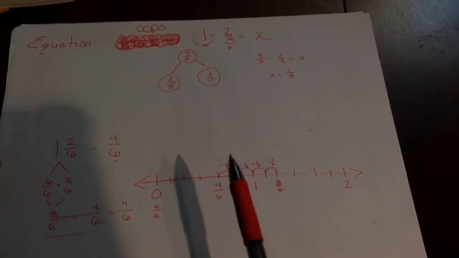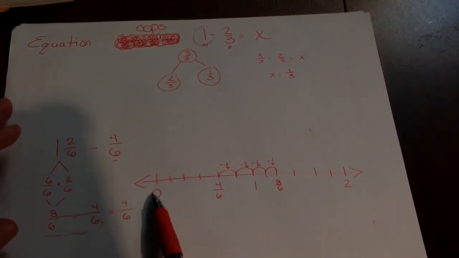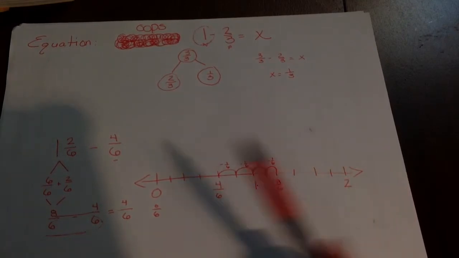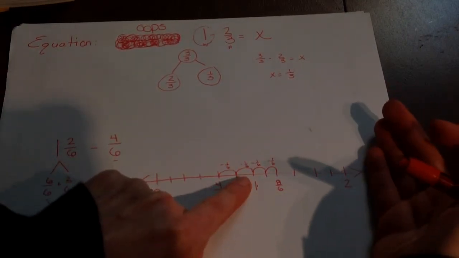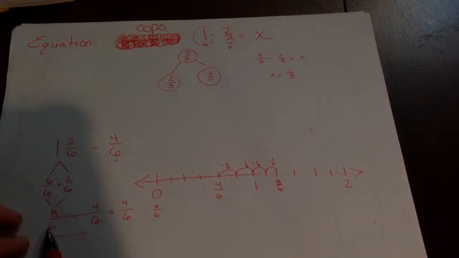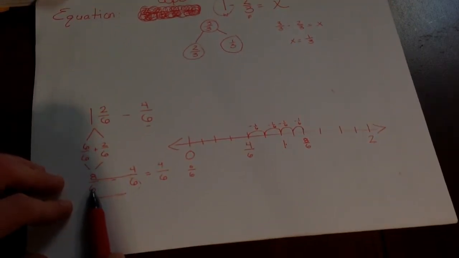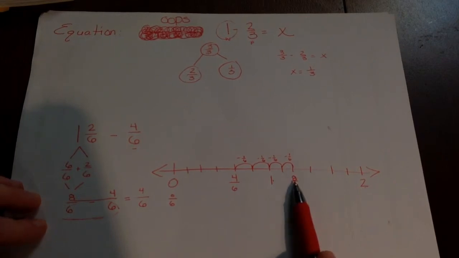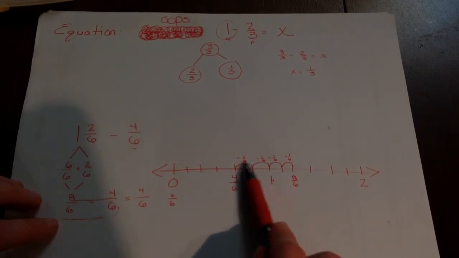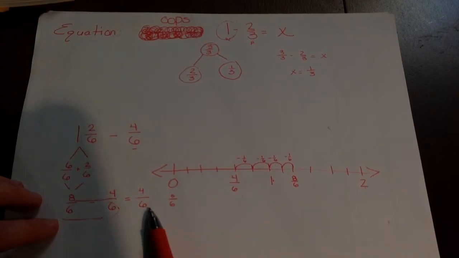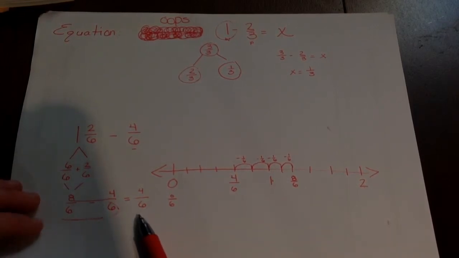So here's what a number line would look like. I broke it up into 0, 1, 2, and then I put sixths from 0 to 1, sixths from 1 to 2, and I plotted my 8/6 right here. I plotted that here, and I took away 4/6. 1, 2, 3, 4, which gave me the answer of 4/6, just what I had here.